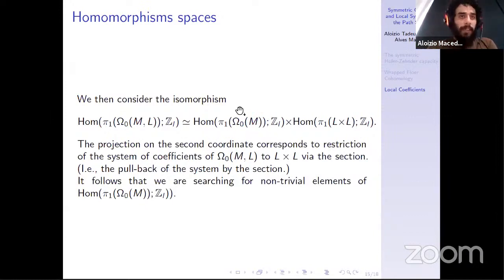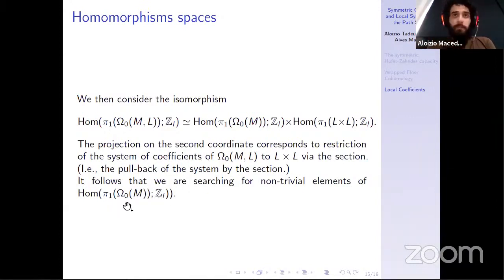Because as soon as we have a non-trivial element of this group, suppose we have a non-trivial element A of this group, we can take A times 0, and this will provide us with an element here that restricts to a trivial local system, which is exactly what we are trying to find, okay? So we need conditions that will guarantee this to be non-zero.